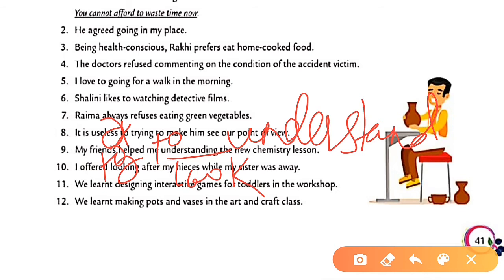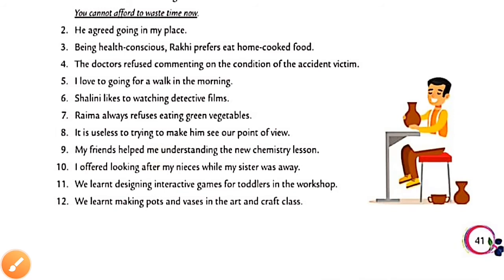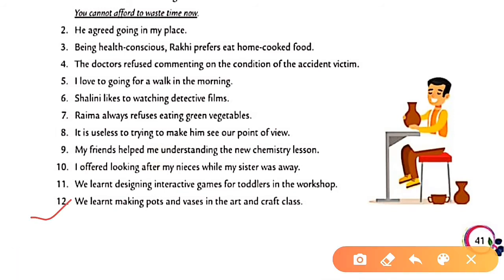So number 11, he learned designing interactive games for toddlers in the workshop. Answer, he learned to design interactive games for toddlers in the workshop. Number 12, we learned making pots and vases in the art and craft classes. Your answer, we learned to make pots and vases in the art and craft classes. So this is, guys, complete your C part.